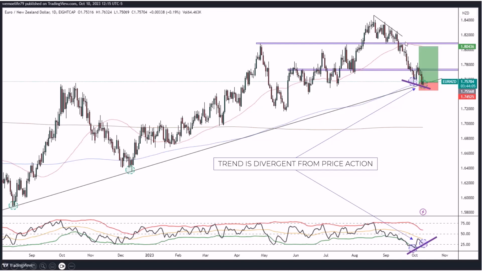And hidden divergence will take place where there's a MA, a moving average. Regular divergence will not. So with regular divergence, there won't be a moving average because it's going counter trend. You won't see an MA at the regular divergence.